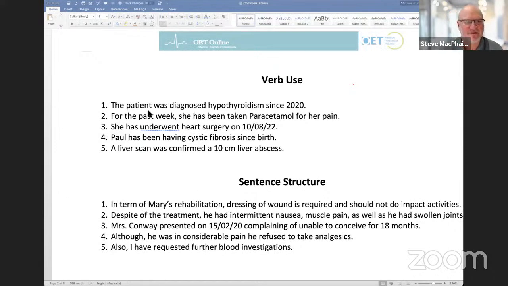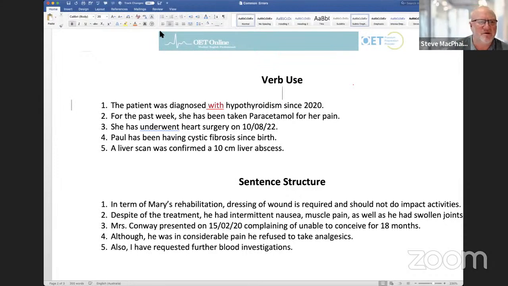All right, verb use. The patient was diagnosed hypothyroidism since 2010. Now we're missing a preposition, so let's put that in: was diagnosed with. But something's wrong here. Can you see it, everyone? So we've got was diagnosed, which is our verb tense, and we've got since 2010, which is our time marker. Now, those two things aren't in alignment, right? So we need to be able to fix that. There's 2 ways we can fix that.